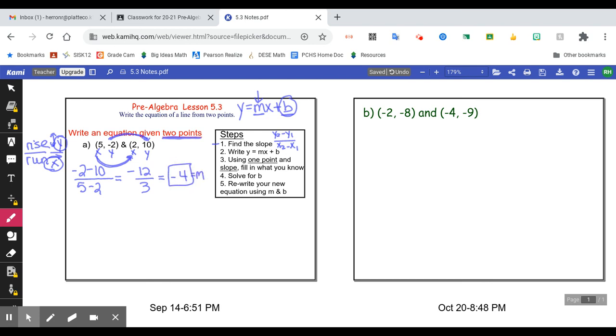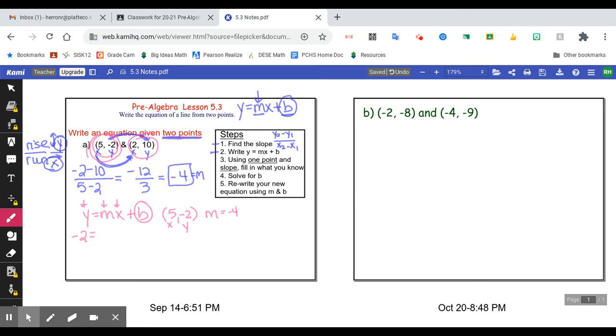Okay? Now, once you've found the m, you're going to write your y equals mx plus b, and the rest of this is exactly what we did in lesson 5-2. So if I write out my y equals mx plus b, I have an x and a y, either the first one or the second one. It doesn't matter, but just pick one. So I'm going to write (5, -2). This is my x, this is my y, and my m equals -4. So I'm going to plug in my y, my m, and my x. I'm going to solve for b, just like we were doing in the previous lesson.